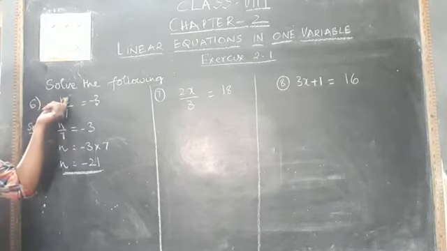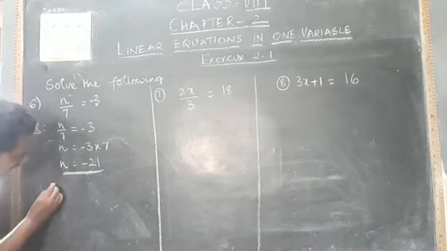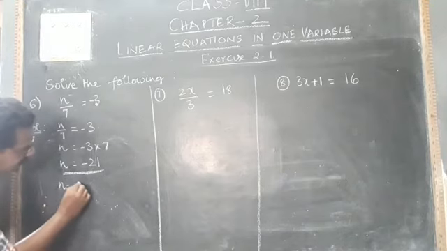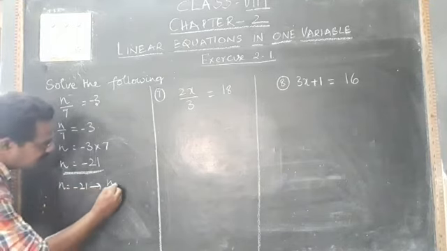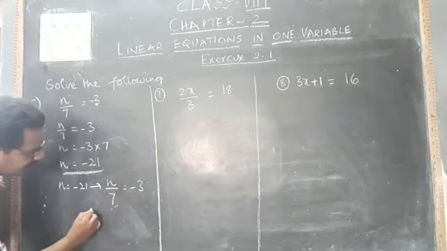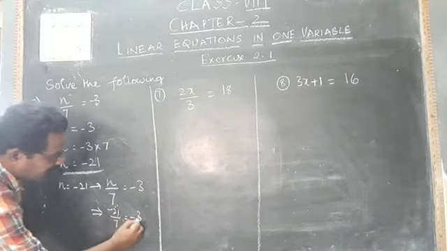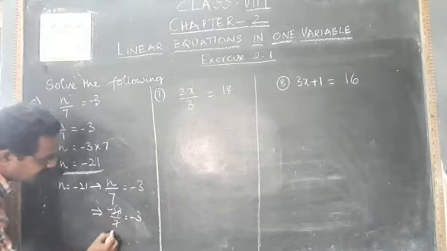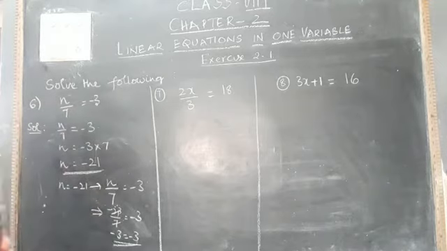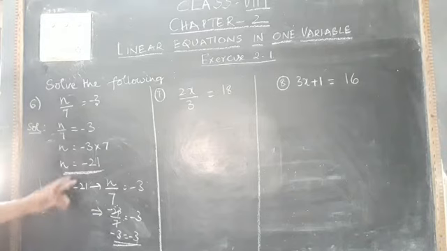If you substitute n is equal to minus 21 in the given equation, n by 7 is equal to minus 3, then minus 21 by 7 is equal to minus 3. So minus 3 is equal to minus 3. Means LHS is equal to RHS. Okay. LHS is equal to RHS. So what we have done is correct.